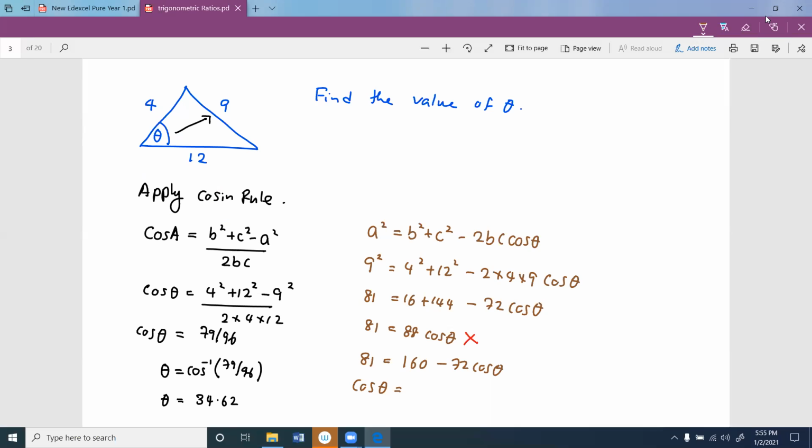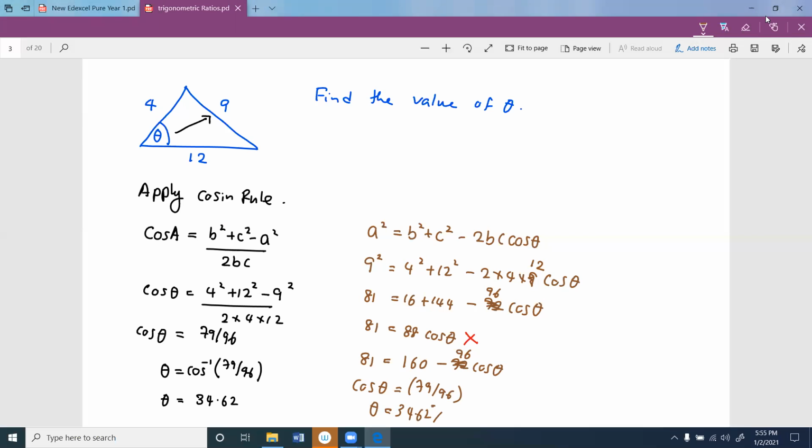Just 2 into 4 into... this is not 9, this is 12. This is BC, no? See, a 4 into 12. So this is wrong. This is 96. So anyway, this is wrong. So you can say this is 96. So cos theta becomes 79 over 96. So again, you get the same answer back.